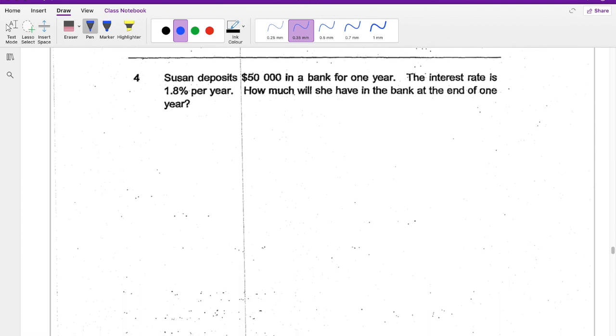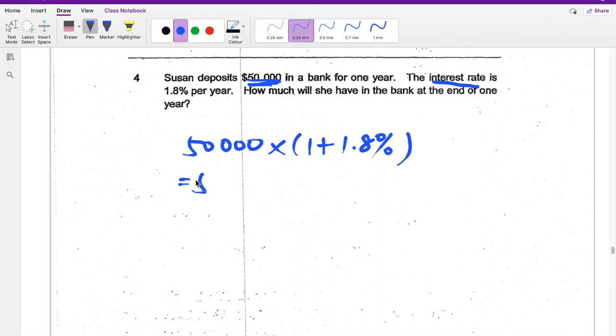Question 4. Susan deposited 50,000 in a bank for a year. The interest rate is 1.8% per year. How much will she have in the bank at the end of 1 year? Well, normally when we calculate the interest, this is your base, right? So you can calculate 50,000 times 1 plus the interest, 1.8%.